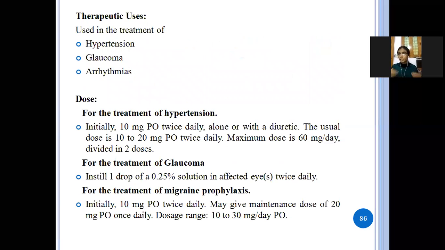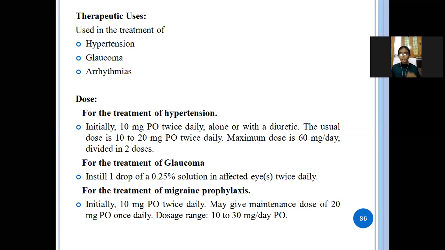Uses: it is used in the treatment of hypertension, glaucoma, which is an eye-related condition, and arrhythmias. If we see the dose, for the treatment of hypertension it is 10 mg through the oral route twice a day, along with diuretics. The drug can be taken as a single dosage form, or in combination with diuretics. The usual dose is 10 to 20 mg twice a day, but the maximum dose should be 60 mg per day, in 2 doses.